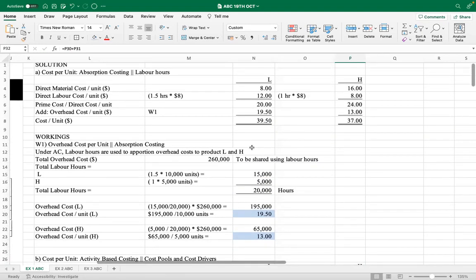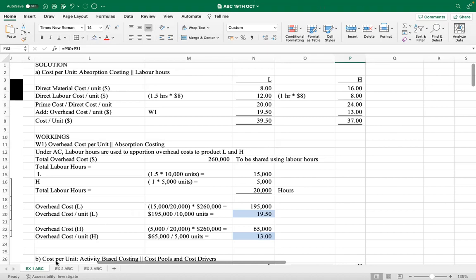In conclusion, we said that activity-based costing and absorption costing are techniques that are used to calculate cost per unit. Under absorption costing, overheads are apportioned using labor hours or machine hours, the higher of the two. But if you have been told to use labor hours, use labor hours. Under activity-based costing, overheads are apportioned using cost pools and cost drivers.